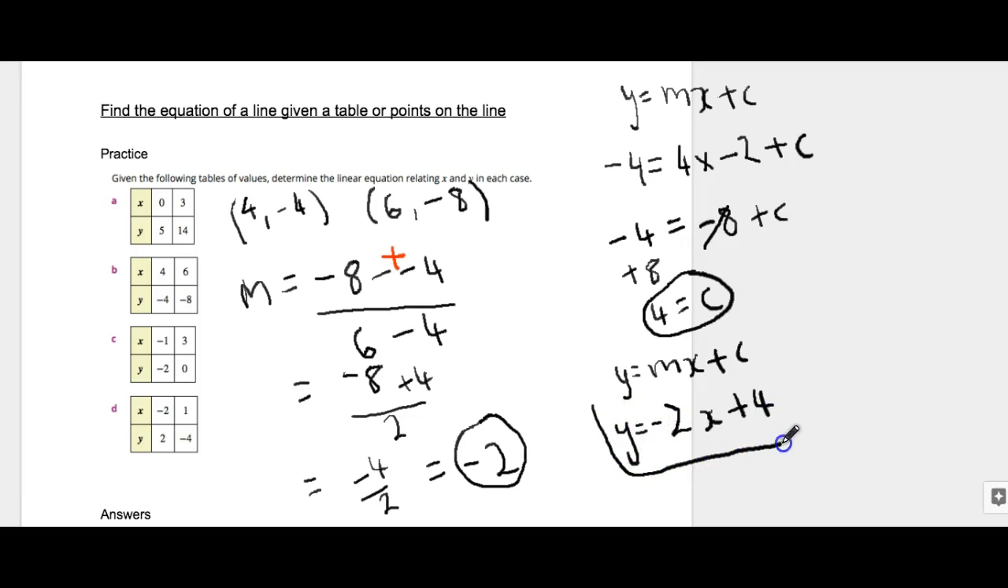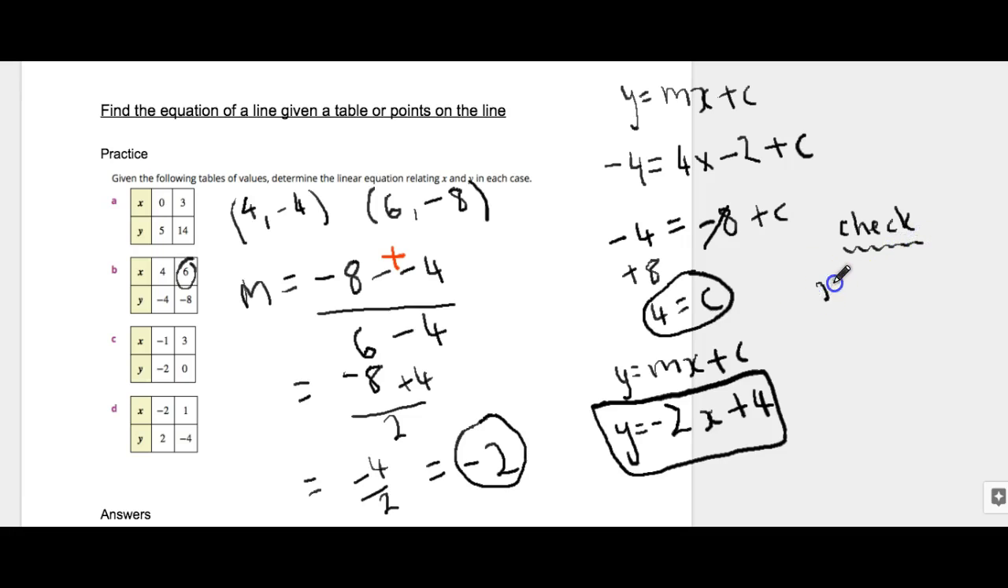Now, if you want, and I doubt anyone will probably do this, you can actually check your answer. So let's go back. Instead of choosing 4 and -4, let's choose 6, -8. So I'm going to substitute in this 6 to see if the equation is equal to -8. You don't have to do this, but if you're in a test and you have a bit of time left over, you can always check your answer.